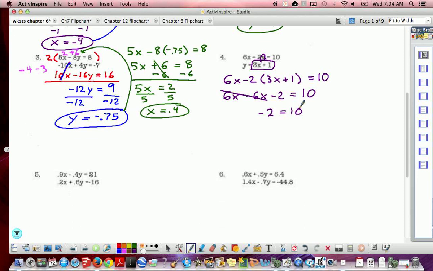Uh-oh, can that ever happen? Can negative 2 ever equal 10? And the answer is no. So when this happens, as we saw, we can get what we call no solution. Basically what it's saying is that these are parallel lines.